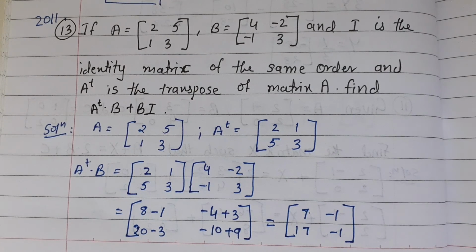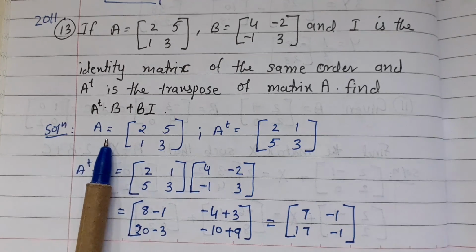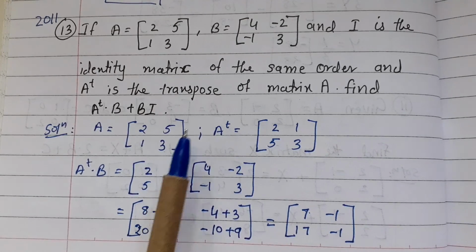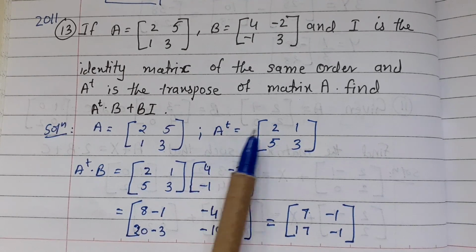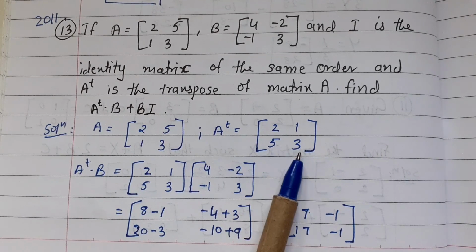Sum number 13. If A equal to 2, 5, 1, 3, B equal to 4 minus 2 minus 1, 3 and I is the identity matrix of the same order and A raised to T is the transpose of matrix A, find A transpose into B plus B into I. A matrix equal to 2, 5, 1, 3. Therefore, A transpose will be 2, 1, 5, 3.